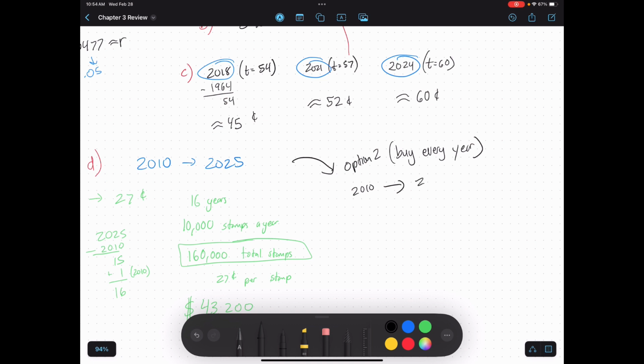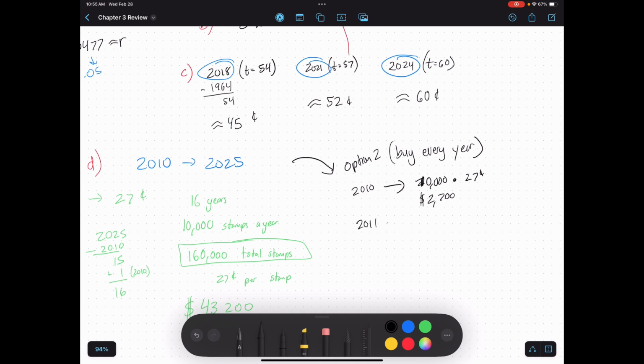So that means how much money are they spending in 2010? Well, they're buying 10,000 stamps at 27 cents a piece, and just double check. Yeah, that gives me $2,700. Okay? So that's just for the stamps for 2010 because they're only buying 10,000.